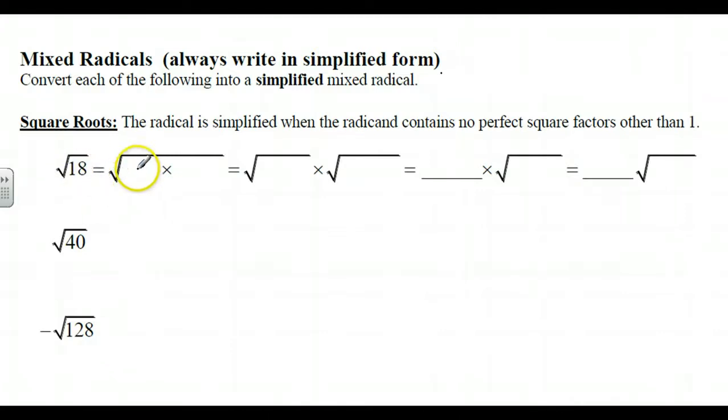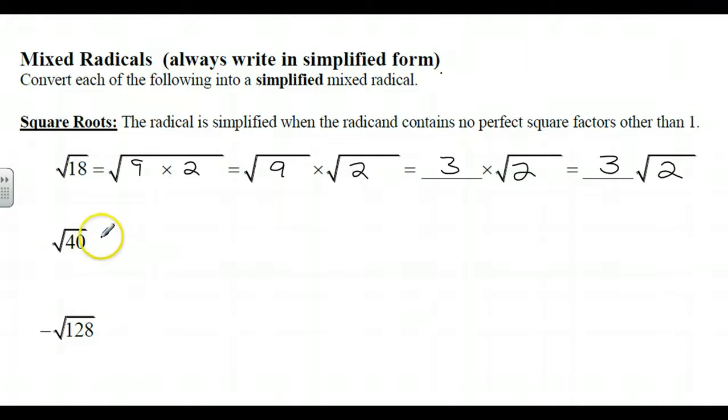So 18 is 9, that's the perfect square, times 2. All we've done is write 18 under the radical sign as 9 times 2. We are now allowed to split that out and write it as root 9 times root 2. And this is why we want a perfect square. Root 9 has a square root, which is 3, times root 2. And then it's written as 3 root 2, and it's pronounced 3 root 2.